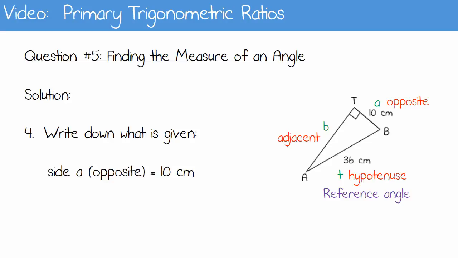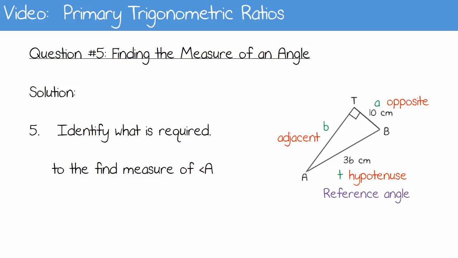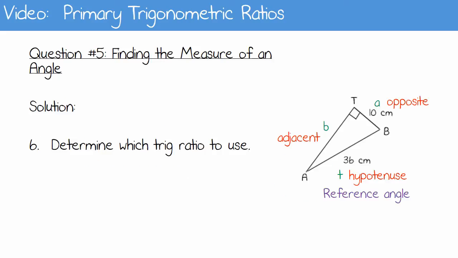Side A, the opposite side, is 10 centimeters. Side T, the hypotenuse, is 36 centimeters. Identify what is required: to find the measure of angle A. Step number 6, determine which trig ratio to use.